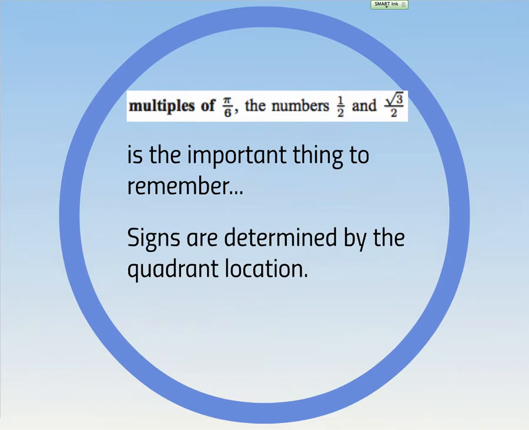I know we can get tangent from doing opposite over adjacent, but then also keep in mind that tangent is sine over cosine. So whichever way you want to evaluate tangent, just remember you've got those different ideas there.